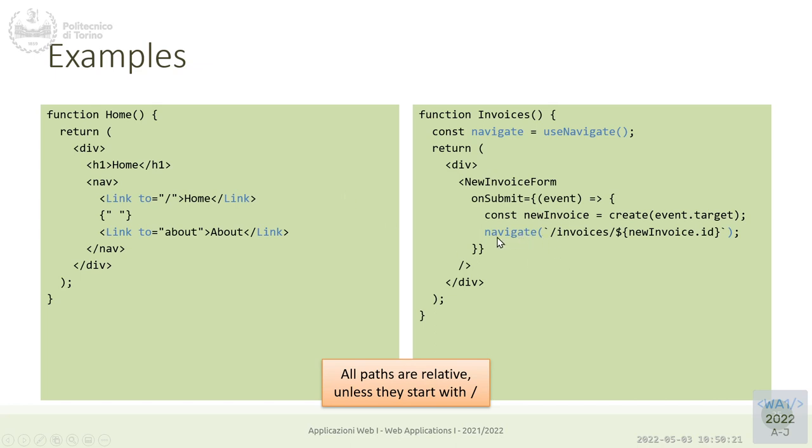By the way, of course, the navigate is a normal function, so you could also navigate to address URLs that are composed dynamically. For example, you have a list of invoices, you want to go to a specific one, so you create a route called invoices slash the number of the invoice that can be passed as a parameter. We don't even need to store this number in a state somewhere because it's already in the location, so it's already accessible. The other information is that all the paths for navigating are relative unless they start with a slash.